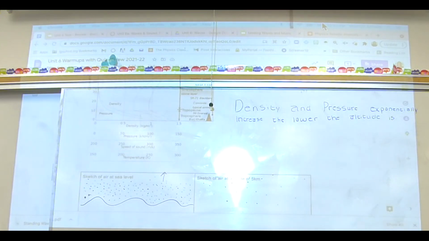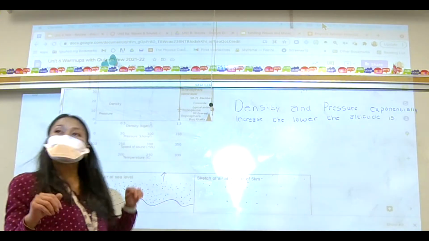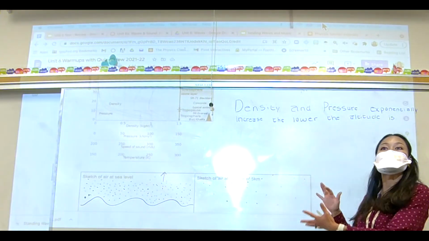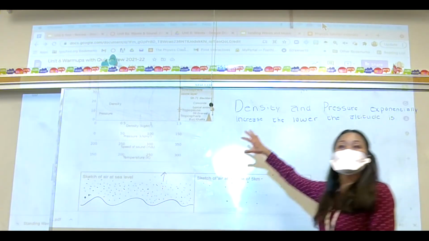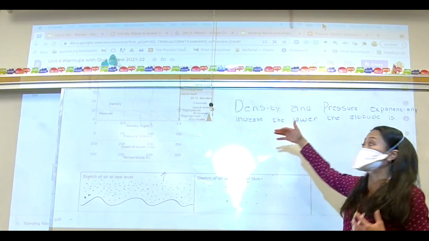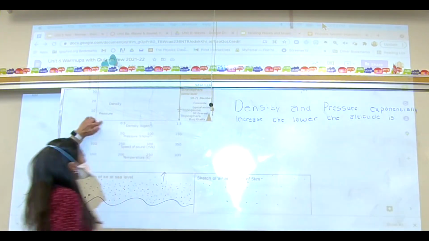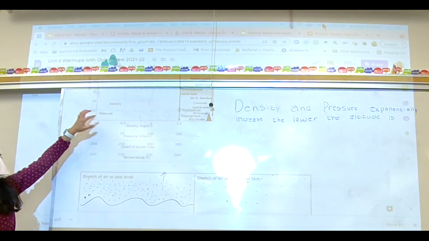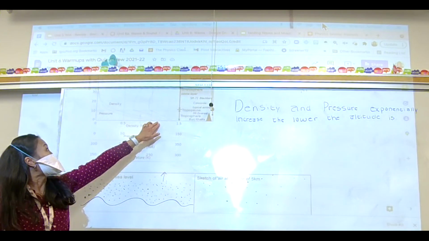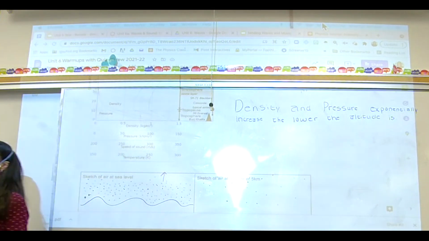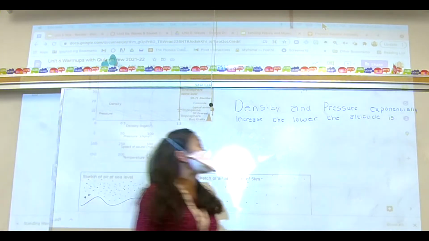So at sea level, Adele drew her air particles really close together. Above sea level, it gets thinner, less dense. And in fact, Sin wrote her kind of pattern that she noticed was the lower you are, the closer to sea level you are, the higher the density, and the higher the altitude or the greater your height is, the lower the density. This is an inverse proportion.